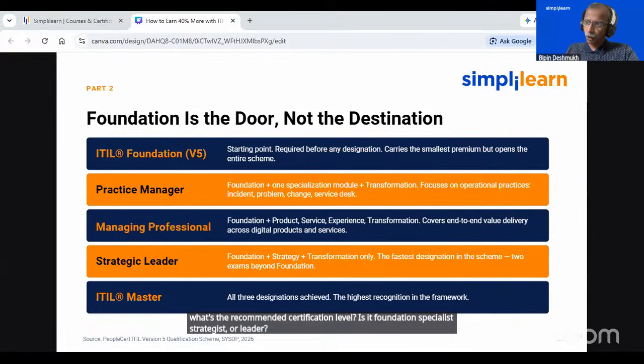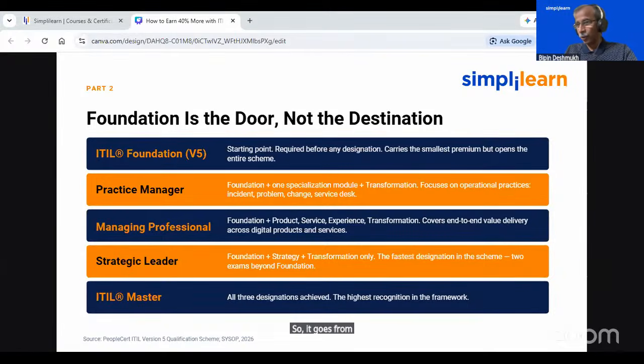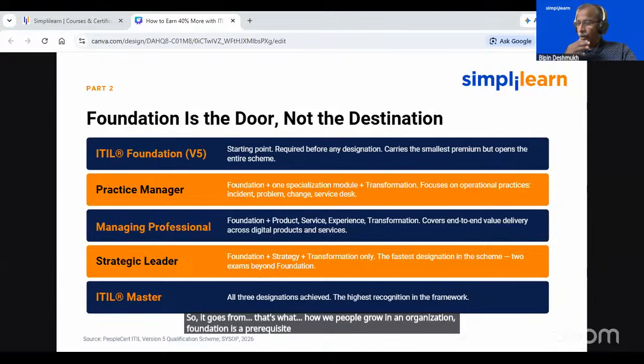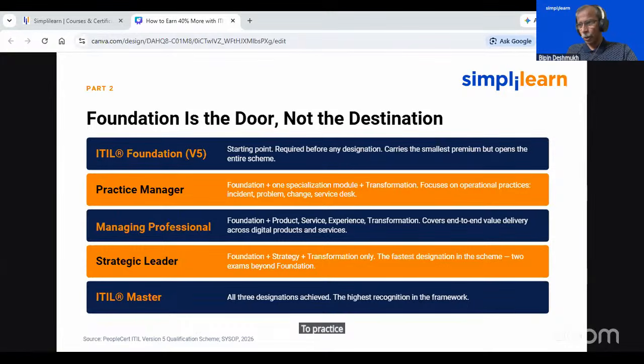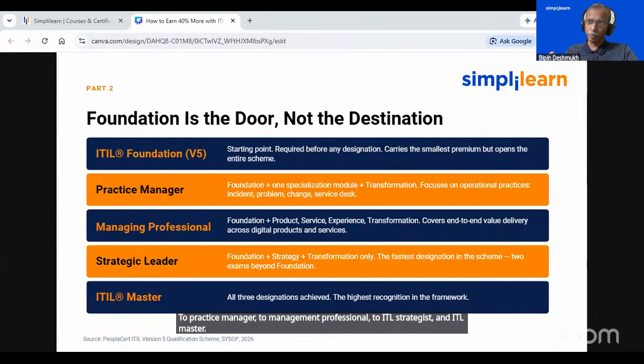That's how people grow in an organization. Foundation is a prerequisite, not for AI governance, but it is an extended course, so that can be taken by anybody, not an issue. But to move to practice manager, to management professional, to ITIL strategist and ITIL master, you need this clear-cut path. You need to take up foundation first.